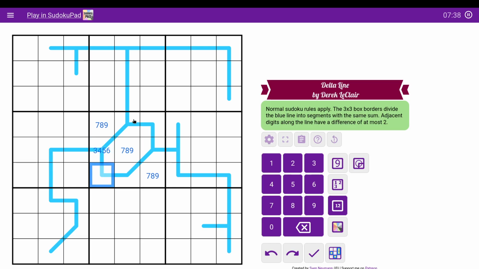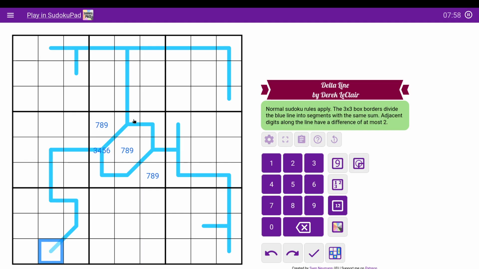Three could still be adjacent to 1. 1 does not need to be far away. If this were 3, then this would be 5, 7, 9. This would necessarily be 8. And these 3 would add up to 13.